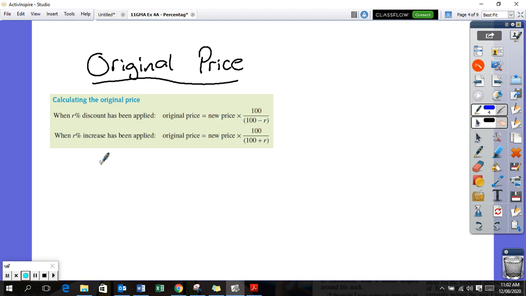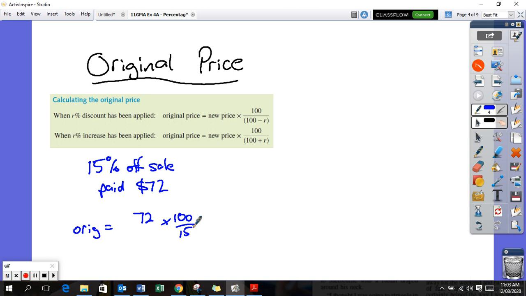Okay, so if something was bought on sale, 15% off sale, and you paid $72, then the original price is going to be just the new price, which is $72, times 100 divided by 15. And put that in the calculator, and that's not right. What have I done wrong?